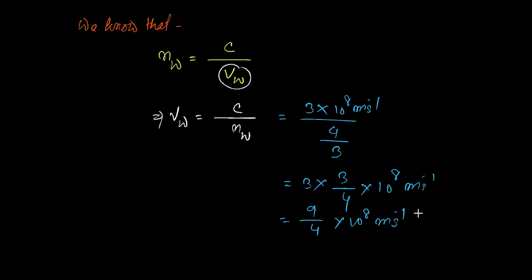Right or wrong? So if you solve this, you are going to get almost 2.25 into 10 to the power 8 meter per second. And this is the velocity of light in water. Again, we have solved one more problem. These are quite simple problems. Now we'll move towards one problem regarding the lens medium. Quite simple one.